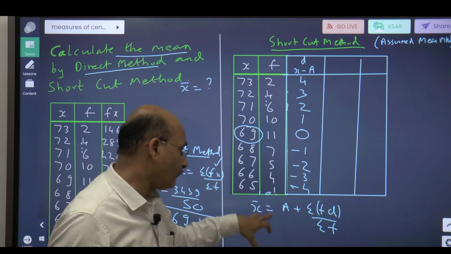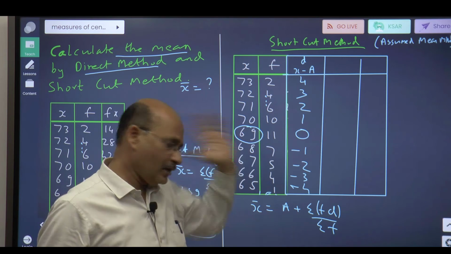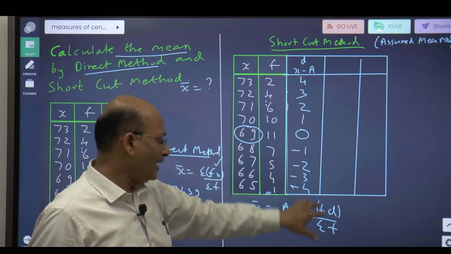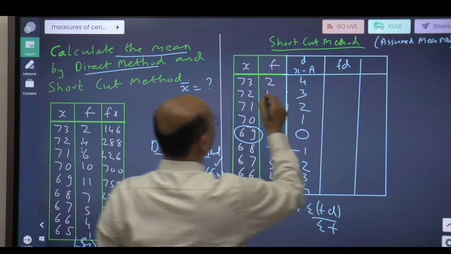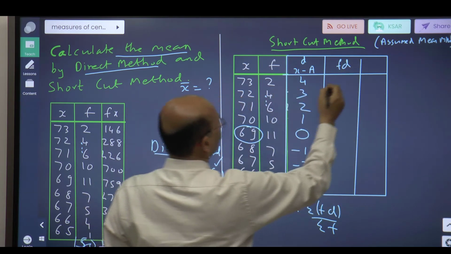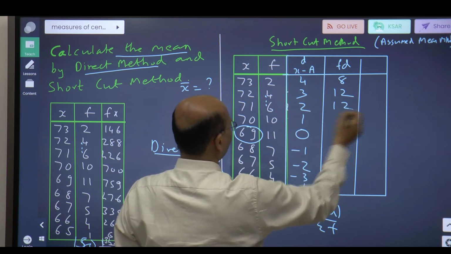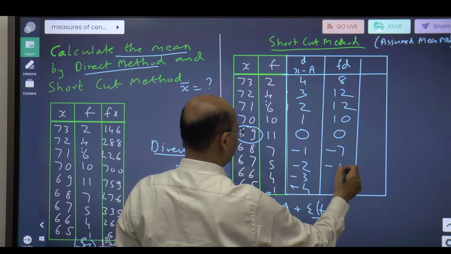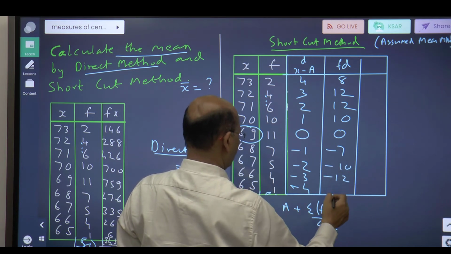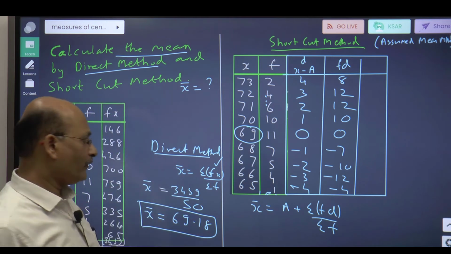Now see, if the formula is with you, don't increase the columns blindly. Just see what is required and then increase the column. FD, that is F into D. F and D are both present. 2 4s are 8, 4 3s are 12, 6 2s are 12, 10 1s are 10, 0, minus 7, minus 10, minus 12 and minus 4. My job is over, guys.